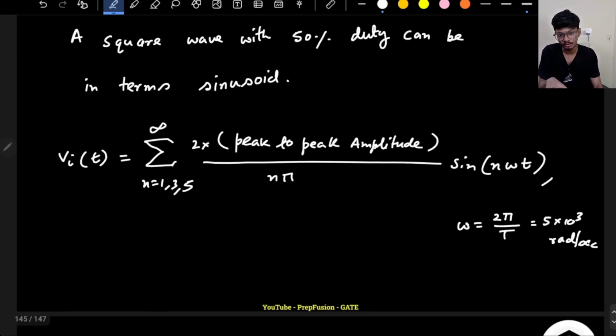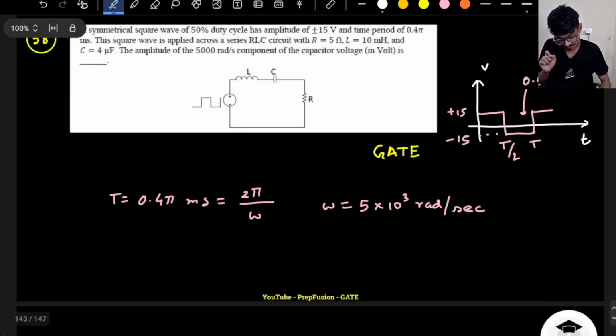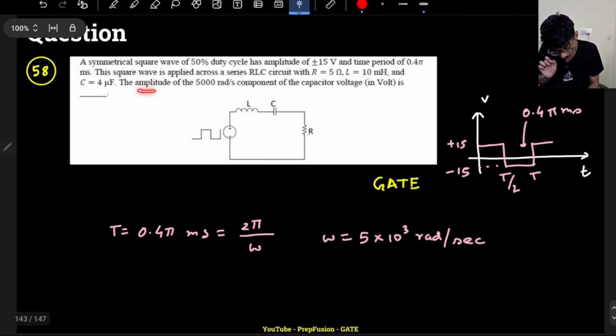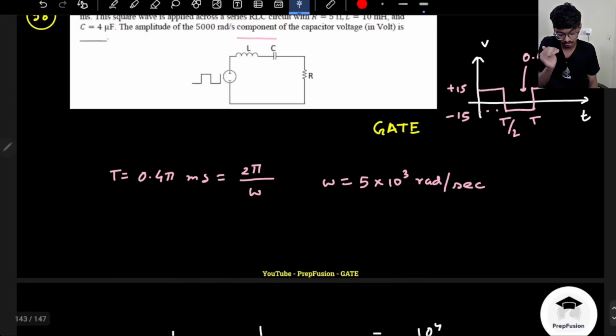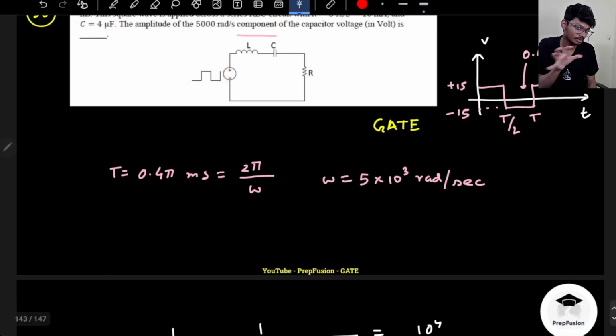Basically, the input is a combination of multiple sine waves. What have they asked? They have asked me the amplitude of the 5000 radian component. So you should have taken the hint here. They are asking me the amplitude of the 5000 radian component, because they also know that your square waveform is not totally a sinusoid.